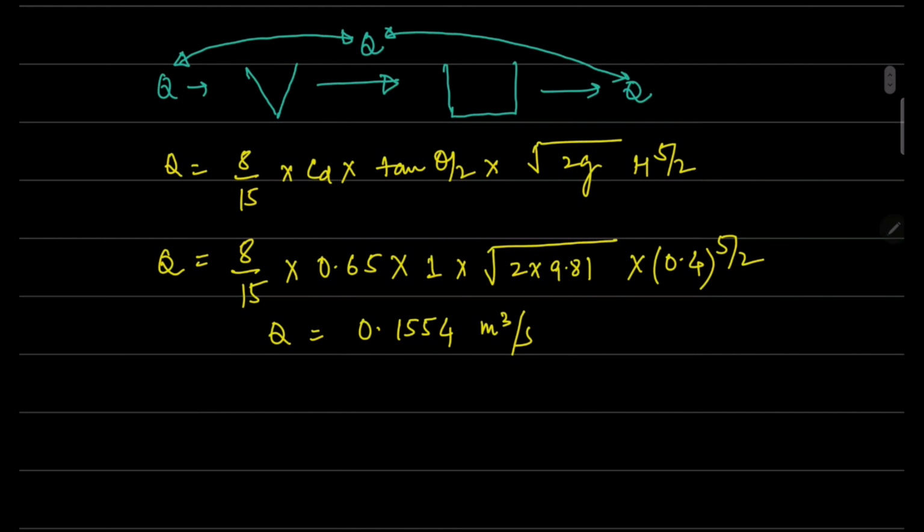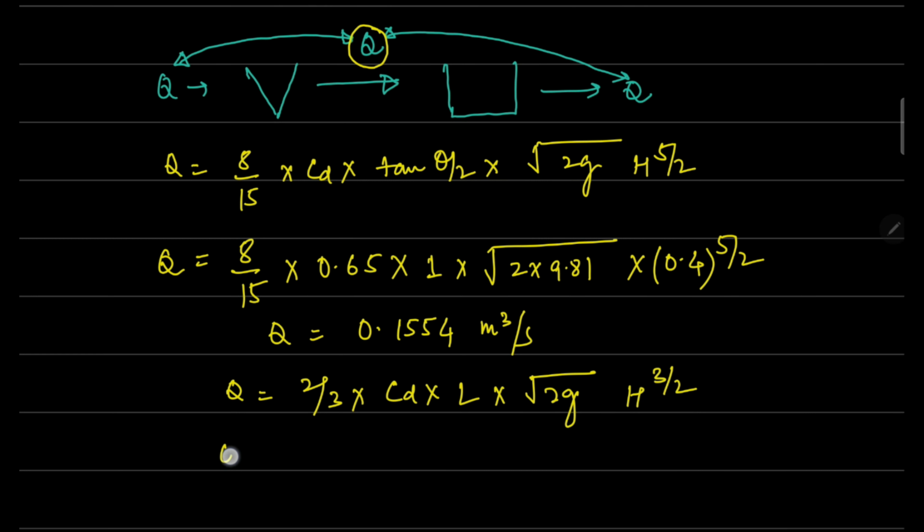Now this is the same discharge which we were talking about. For the rectangular case, this discharge value is given to us. So Q is equal to 2/3 CD multiplied by L multiplied by root 2g multiplied by H raised to the power 3/2.